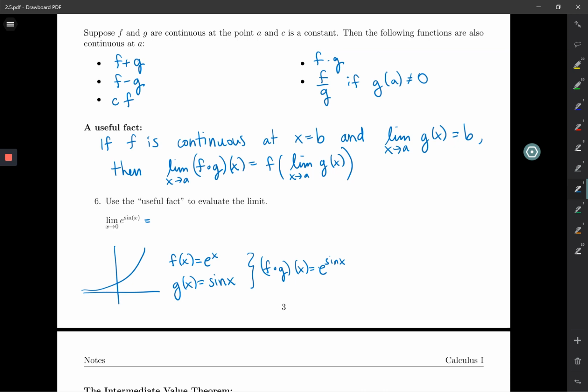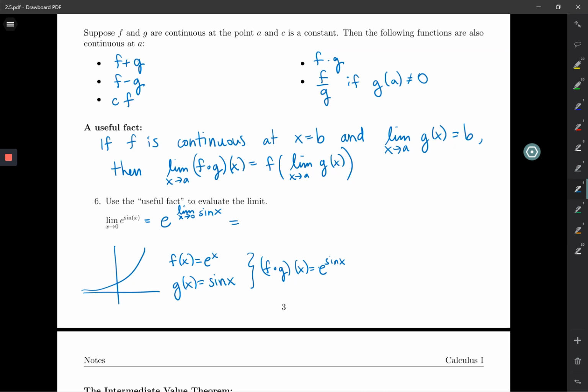I think it will be less confusing if I just write it directly. So this is equal to e to the limit as x goes to 0 of sine of x. Okay, so the idea is I'm taking this limit, which is on the outside of this continuous function, and I'm putting it inside to where the variable is. And that variable is itself a function, so I just go ahead and take that limit.